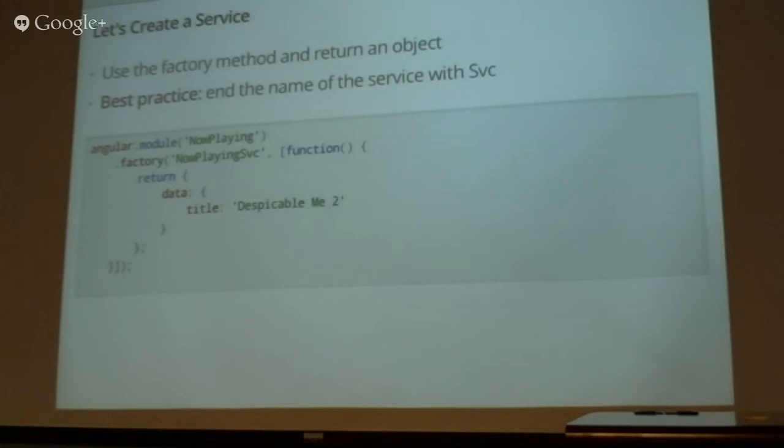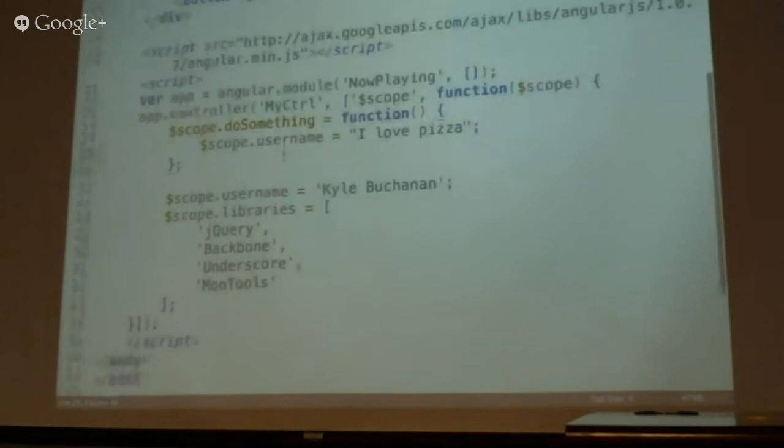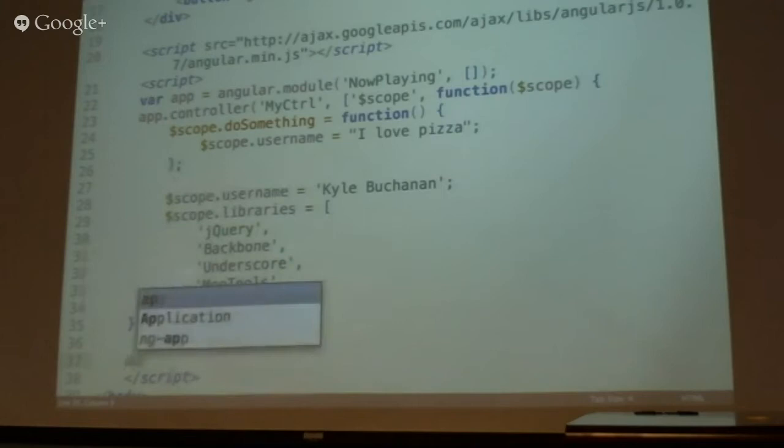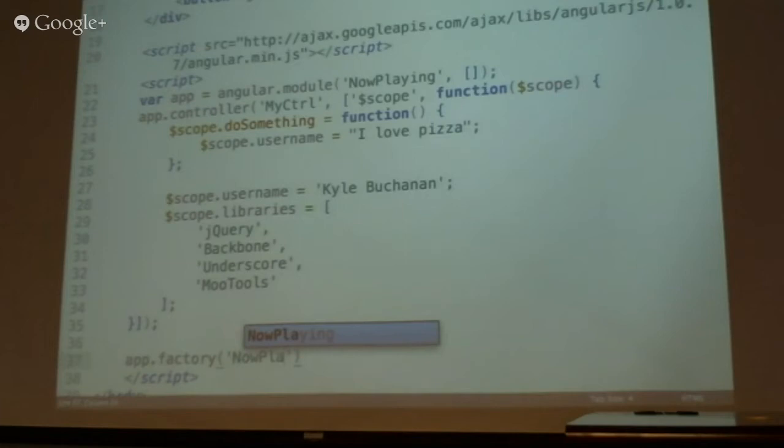We'll build one of these real quick. This is one of those things I was mentioning about nomenclature. They call it a service, but the method is factory. I don't know why. But I'm going to create this new thing here called a service. App.factory. And I need to move this up to the top, sorry.